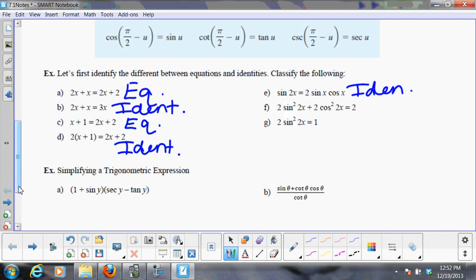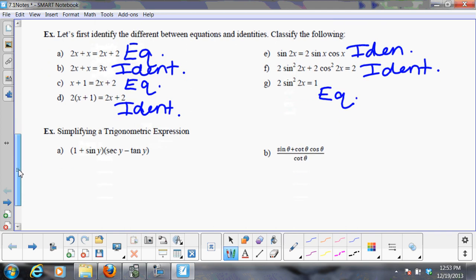It's the sine 2x identity, which we do get to the next section, I believe, or maybe the section after that. F, if you look at that, we have 2 sine squared 2x plus 2 cosine squared 2x equals 2. If you factor a 2 out of there, then you get the trig identity that's up above. So this one's an identity. And lastly, you have 2 sine squared 2x equals 1. You could actually move your 2 over, solve for sine, then solve for x. And this one's an equation.